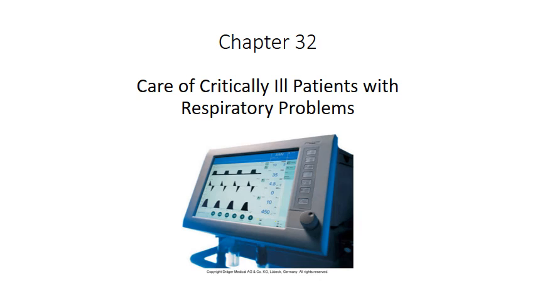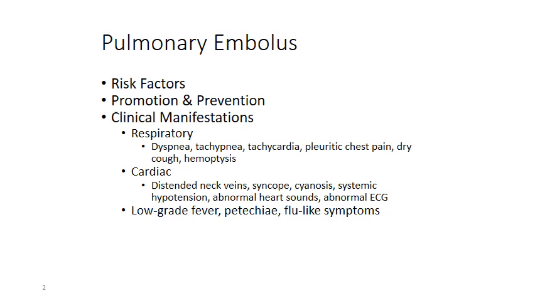Chapter 32 is going to cover care of the critically ill patients with respiratory problems, and this is outcomes 53 through 59. So this is the last page of your outcomes. So pulmonary embolus then is going to be the first thing we talk about.